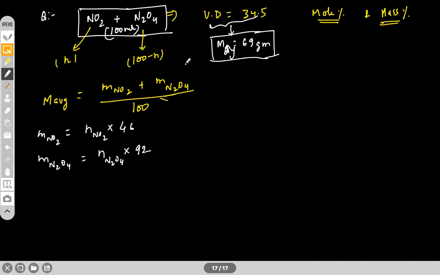You check your calculation, Pranav. Mole percentage, you'll get 50%. To check your calculation, I have done everything here. Just you need to solve this. For mass percentage, like you have assumed number of moles, similarly you assume the total mass is 100. So out of 100, m is NO2, so 100 minus m is N2O4. Then again, you use the same formula, M average, substitute the value, you will get the answer.